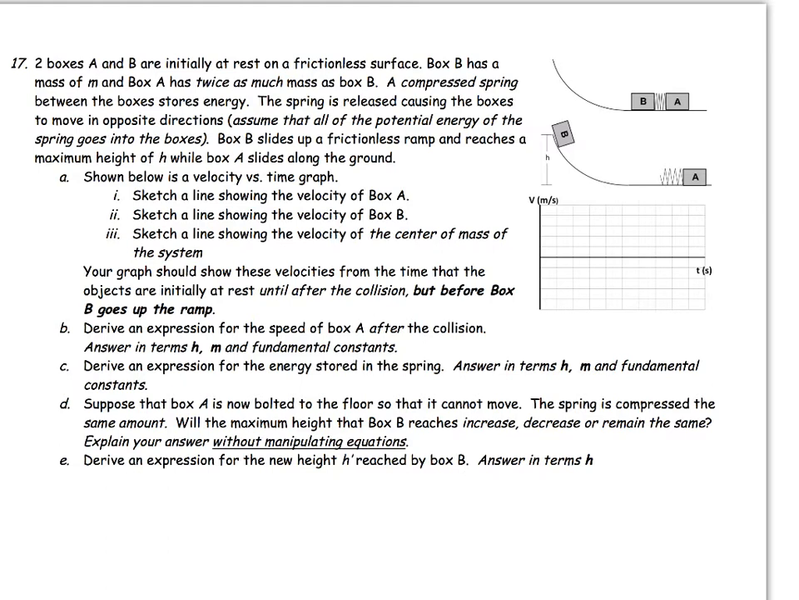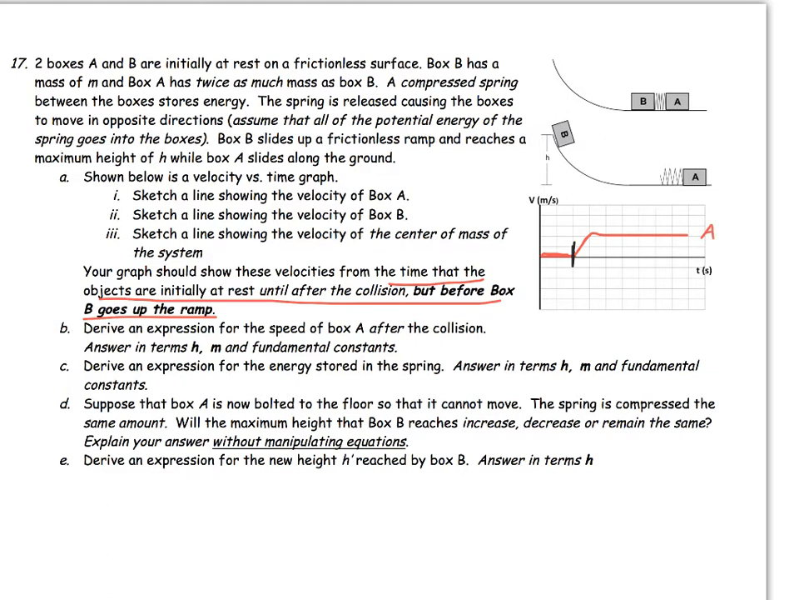And we're only going to sketch it from the time that the boxes are initially at rest until after the collision, or after the explosion, I should say, but before box B goes up the ramp. So I'm going to start here with box A, and I'm going to have a red line representing box A. So box A is initially at rest, and it's going to be at rest for some period of time, so it's just riding that axis. I'll say right here at this point we have our explosion, and the spring sends the boxes in the two directions. So box A is going to accelerate for some period of time while the spring's accelerating it, and then it's going to reach a constant speed and look something like that.